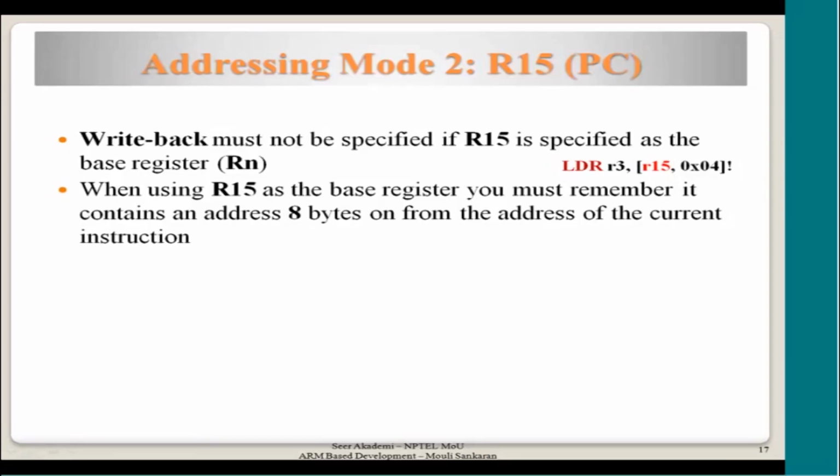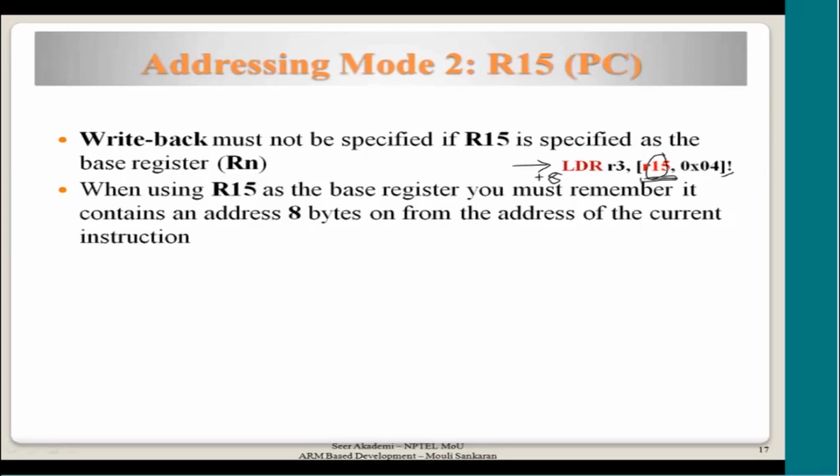One more thing we should remember, that when using R15 as a base register without a write back, you may use it. Okay, without a write back, you can use it as a base register. You have to remember that the value you will be getting is not the address of this instruction, but +8. That is because of the pipeline. I have explained this multiple times. Because of prefetch, R15 would have advanced to +8. So the operand is read only in the execution stage of the instruction. It is not read ahead.